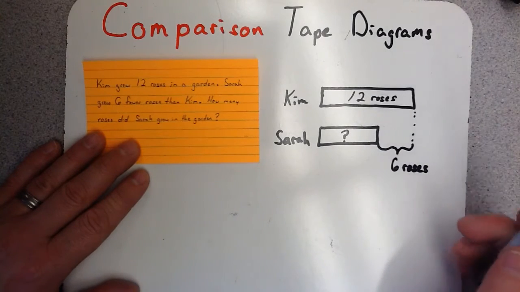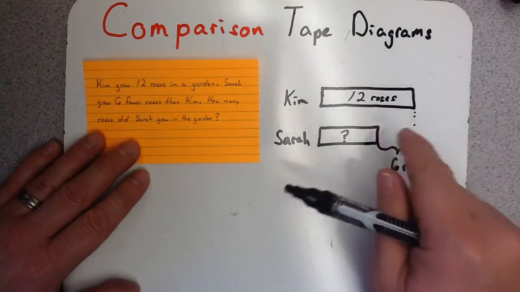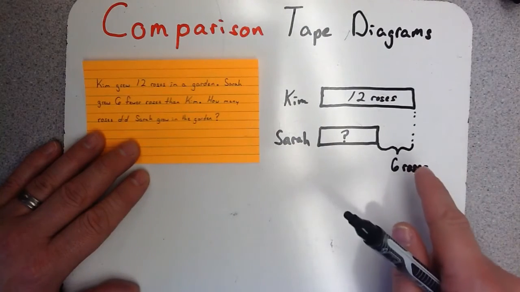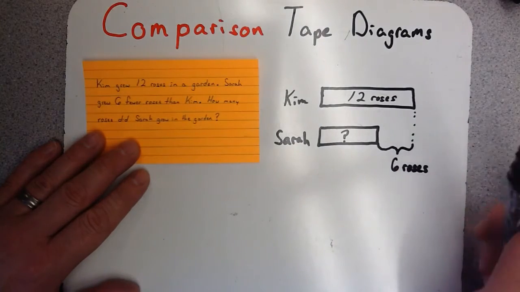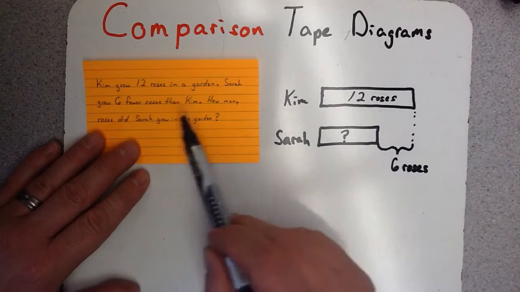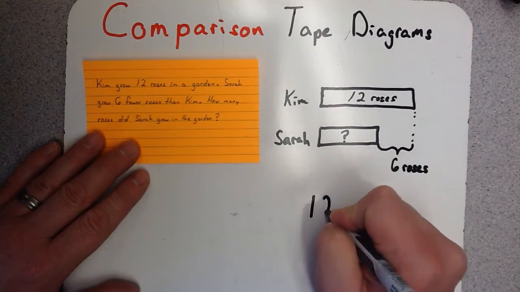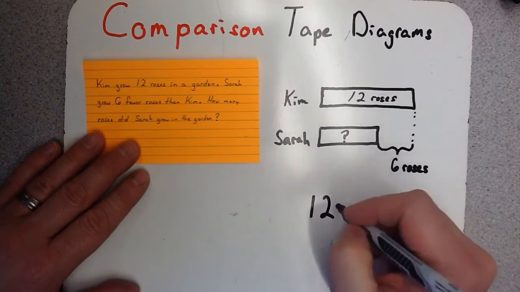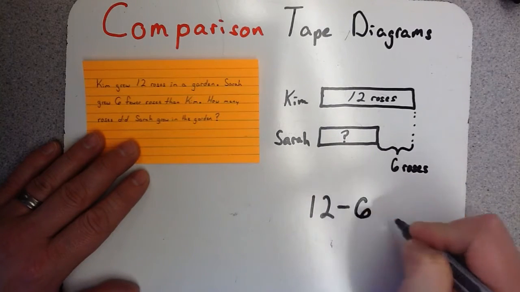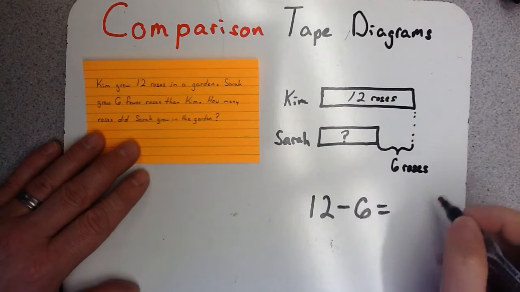Now what a comparison tape diagram does is it sets the problem up and gives me all of my information in a visual form so I can then determine how to solve it. So let's take a look at it. 6 fewer than Kim. Well, if Kim is 12, to find out 6 fewer, I'm just going to subtract the 6. And now I can solve this.